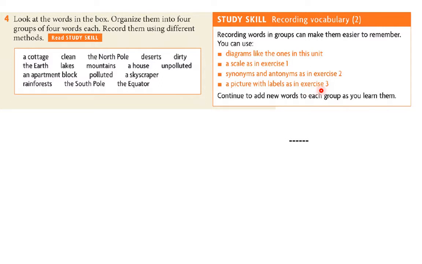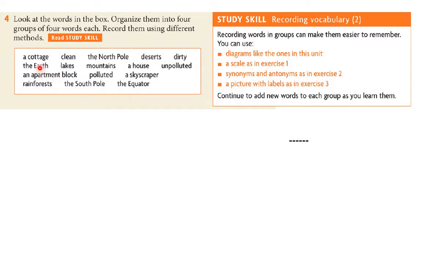We already talked about exercise 3 in the previous lecture. Continue to add new words to each group as you learn them. So, the fourth group here will be diagram, scale, synonyms and antonyms, and pictures.